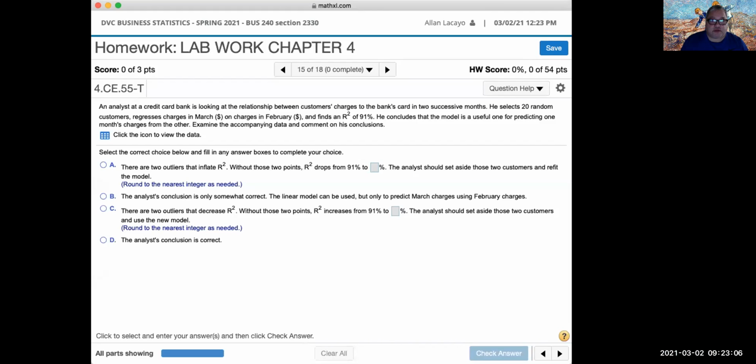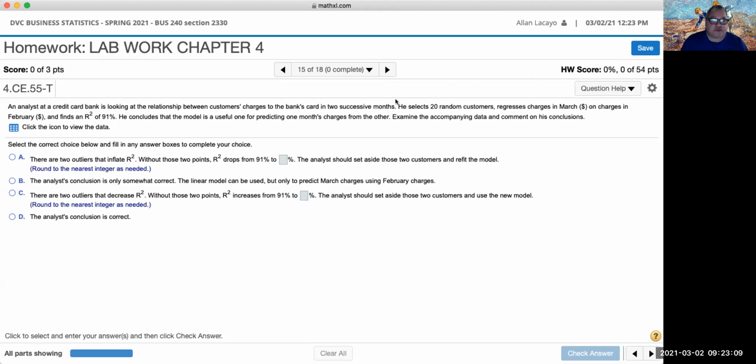and visualize the problem. In this problem, you have a student or a recently hired worker who is analyzing credit card information from customers for a bank. The researcher selects 20 customers at random and tries to identify if there's a relationship between those customers' March charges and February charges. Since February comes before March, February is going to be the explanatory factor that follows the horizontal axis, and March is going to be the factor being explained or predicted by February. So it's going to be the Y factor on the vertical axis.